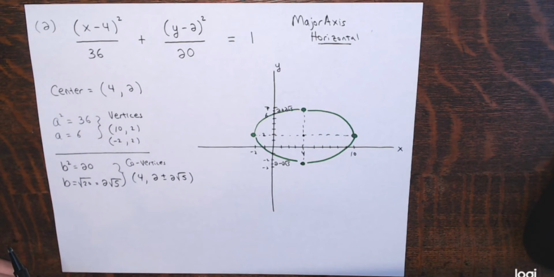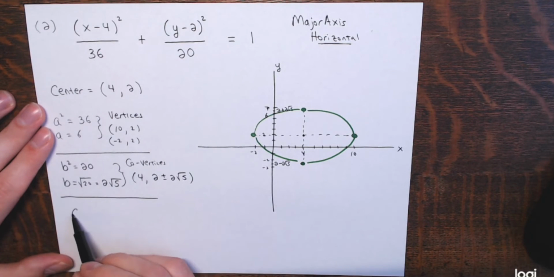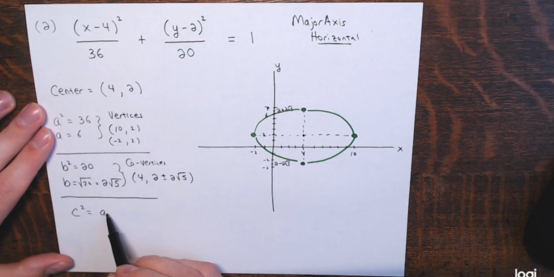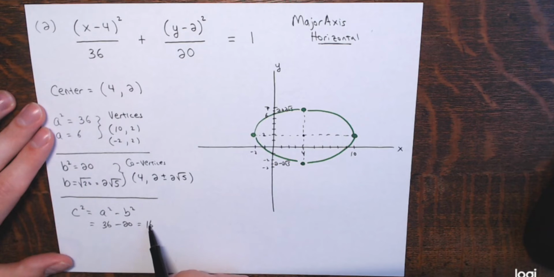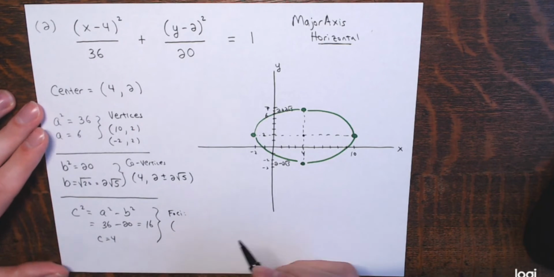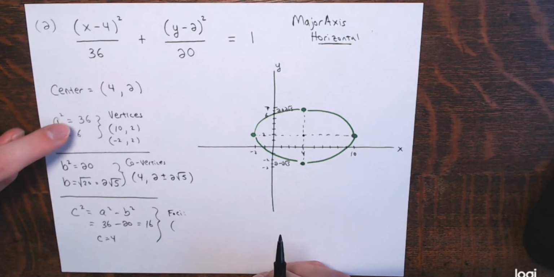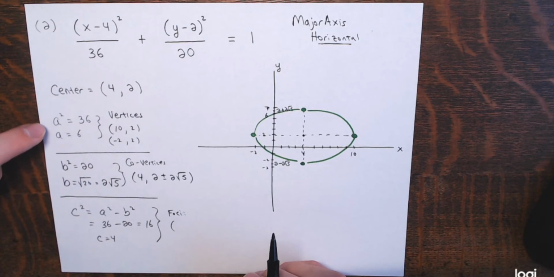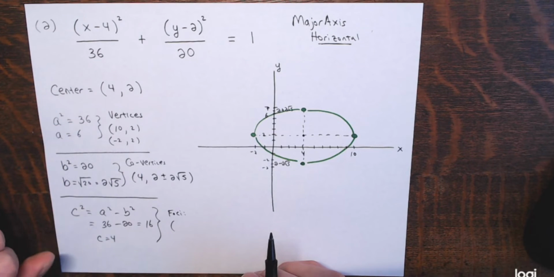And then the foci, I need that c. Right? So c squared is a squared minus b squared, which would be 36 minus 20, which is 16. So c equals 4. And then using c equals 4, we can find the foci. And then just like with the vertices, I do the exact same thing I did to the vertices to find the foci. The foci and the vertices should be on the same axis.